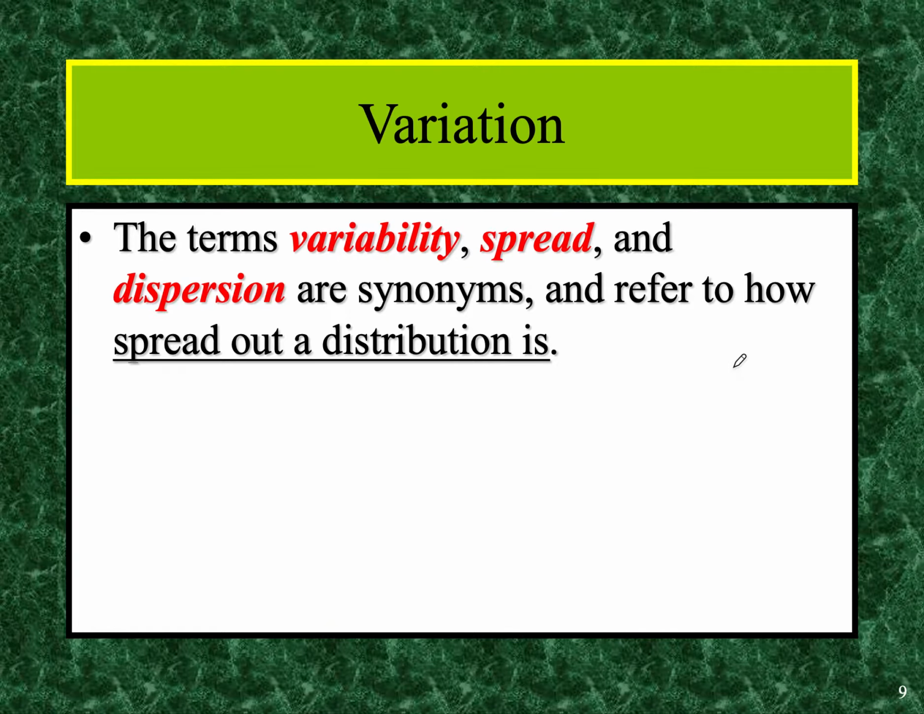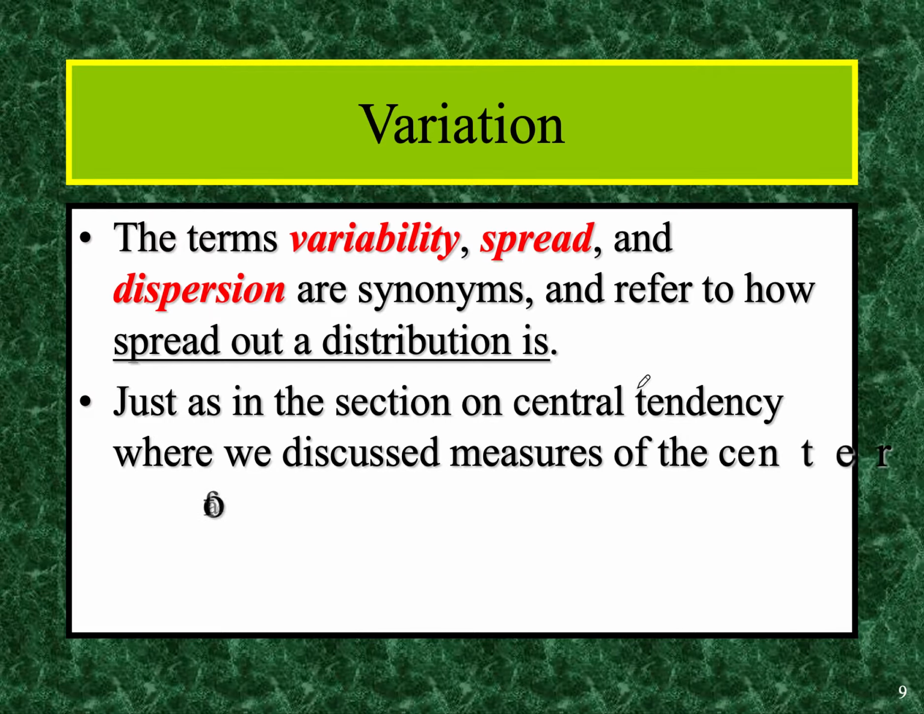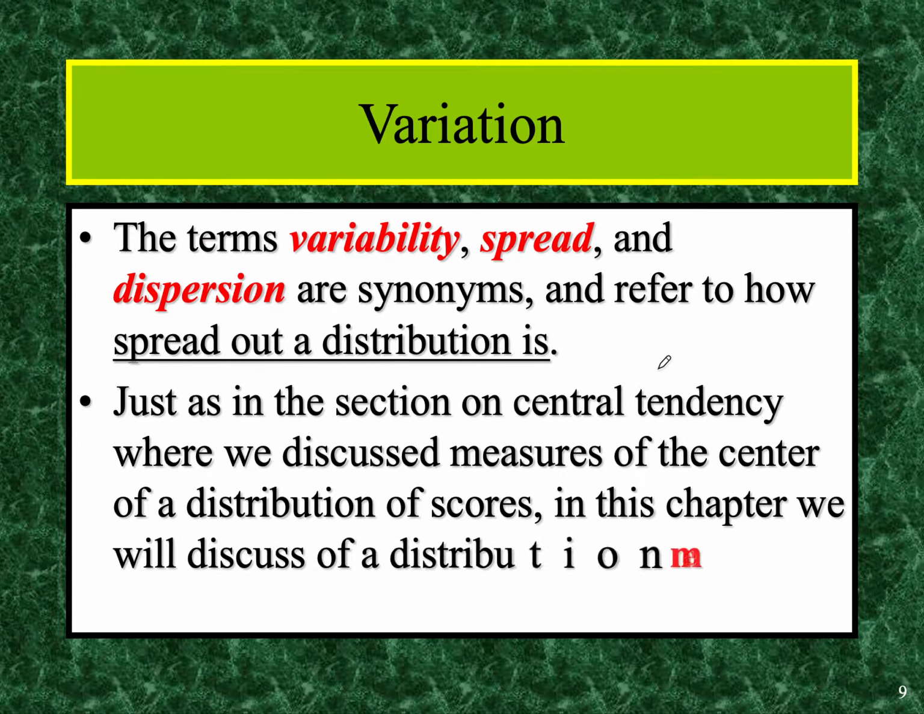The terms variability, spread, and dispersion are synonyms and refer to how spread out a distribution is. Just as in the section on central tendency, where we discussed measures of the center of the distribution of scores, in this part we will discuss the measures of variability.